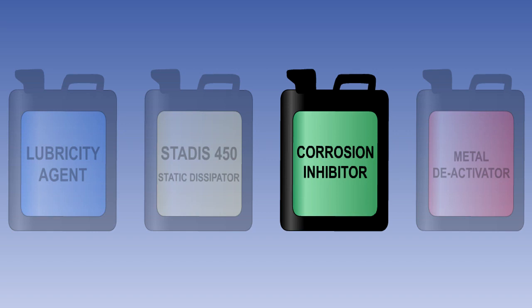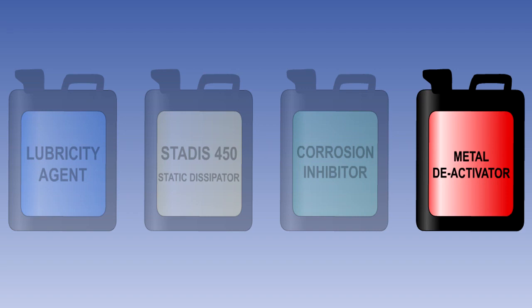Corrosion inhibitors protect ferrous metals in fuel handling systems, such as pipelines and storage tanks, from corrosion. Certain of these corrosion inhibitors improve the lubricating qualities of some gas turbine engine fuels. Metal deactivators suppress the tendency, which some metals, particularly copper, have, to cause the fuel to oxidize.